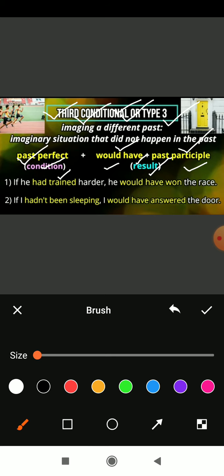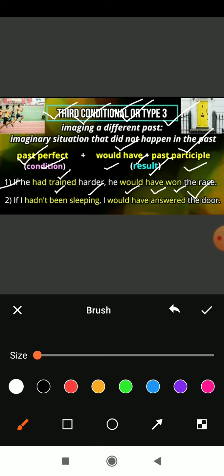Now students, let's discuss some given examples on your screen. The first example: if he had trained harder, he would have won the race. If he had trained harder, he would have won the race. The if clause is in the past perfect. The thing which occurred in the past before any past action is called past perfect. The if clause is the best example of past perfect. And here you also have the past participle form of win: won the race. Past participle form. All right.